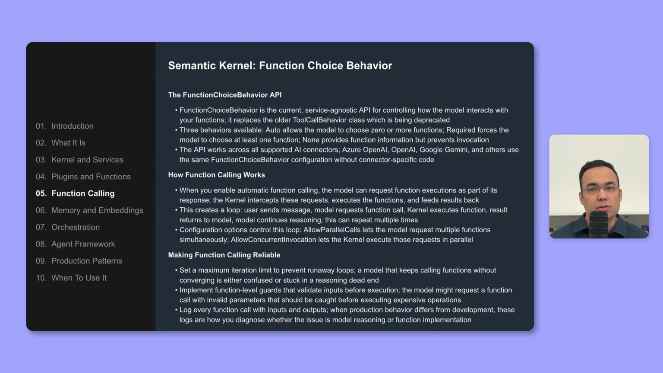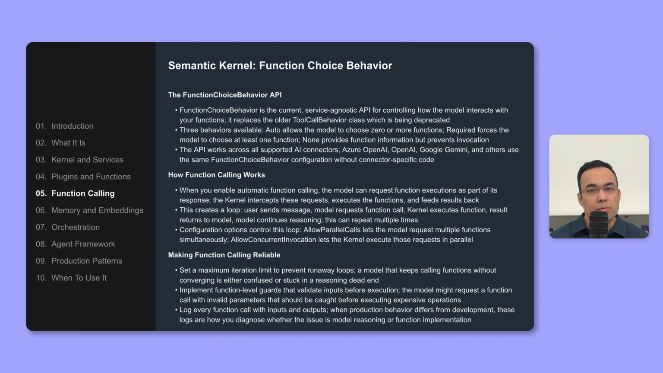For making function calling reliable in production, here are the key practices. You should be setting a maximum iteration limit to prevent runaway loops. If a model keeps calling functions without converging on an answer, it's either confused about the task or stuck in a reasoning dead end. Without a limit, this can consume significant resources.